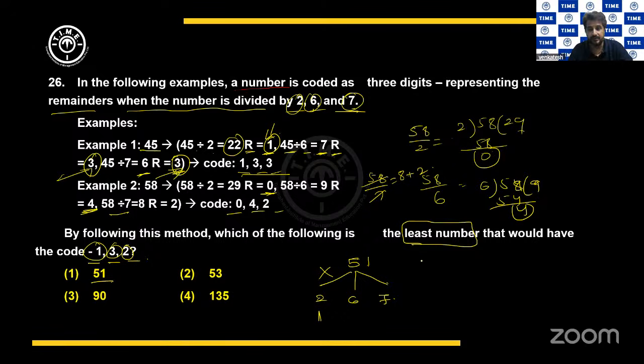Okay. Second one is 53. What is the 53? 2 29s, 2 26, 52 plus 1. Okay, matching. So what is the remainder when it is divided with the 2?